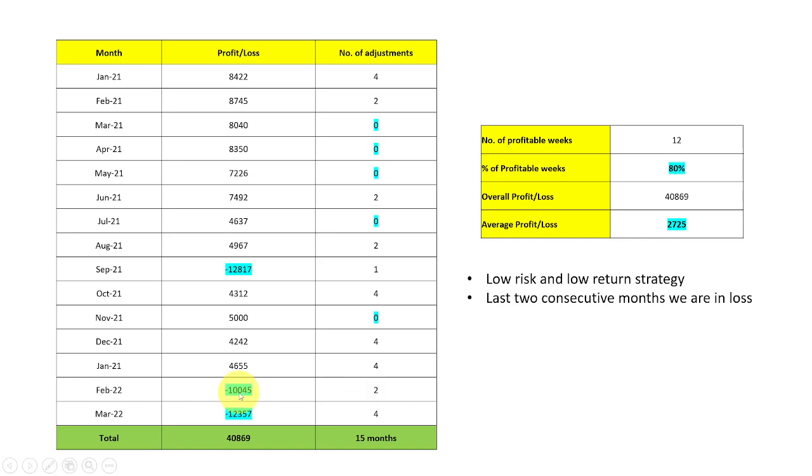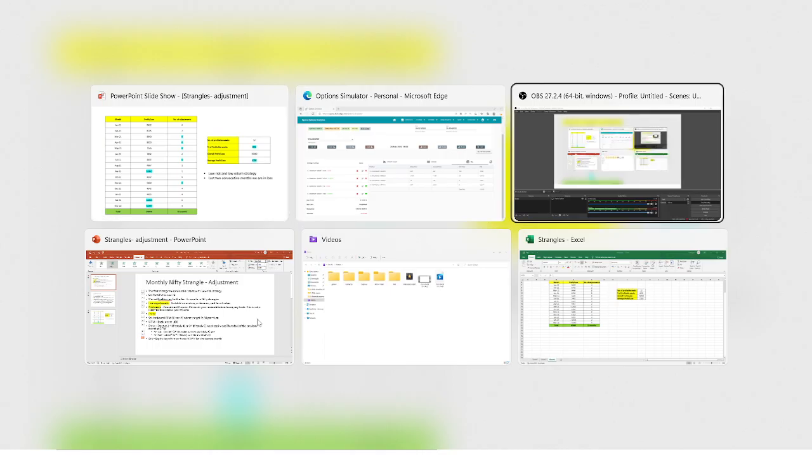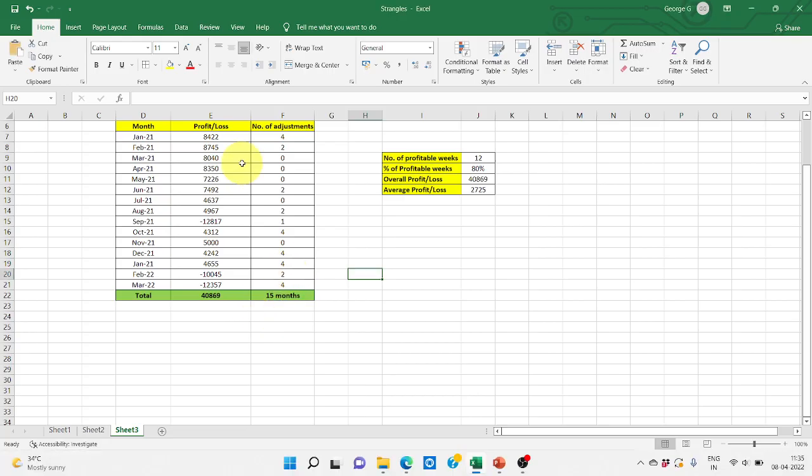And in this strategy, the last 2 months you can see they were in loss, and that is because of the global situation. Other than that, overall if you see, it is almost 12 weeks of profit, and I can just show you the raw data as well. So this is for the 15 months.